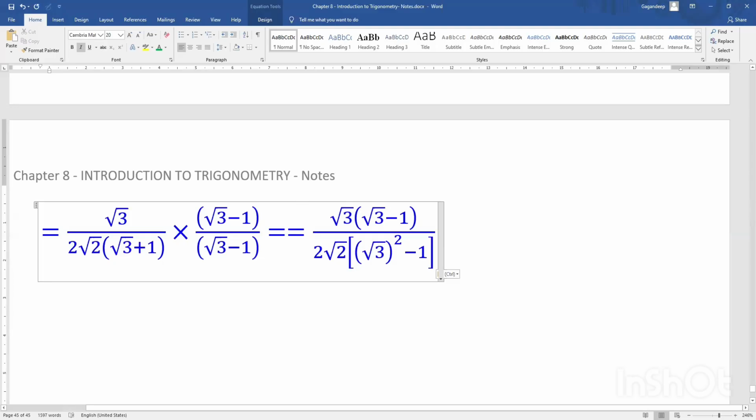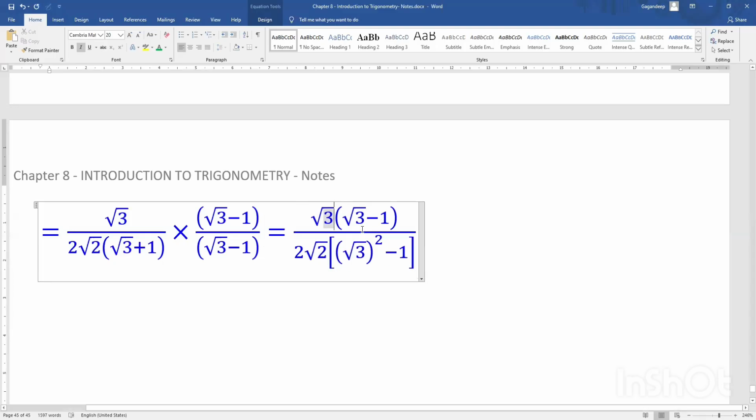So here we write it as root 3 into root 3 minus 1, and here I have 2 root 2. And root 3 plus 1 into root 3 minus 1, you can write it as root 3 the whole square minus 1 the whole square. That is 1. Because it is like a plus b into a minus b, so that is a square minus b square. So a square means root 3 the whole square, and 1 square is 1.